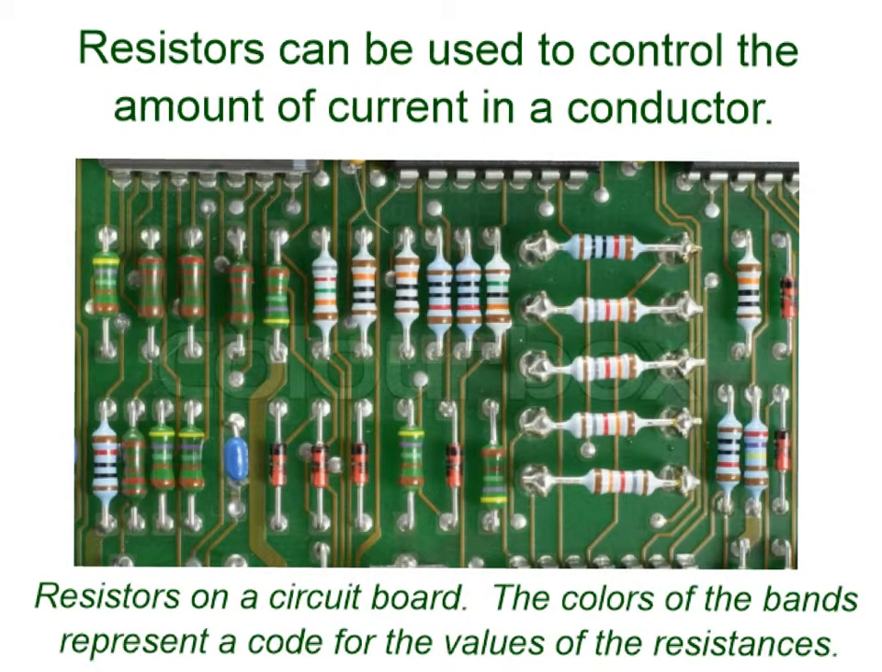So, some practical applications. A resistor is simply a device that is used to control the amount of current in a conductor. And here is a picture showing a whole bunch of resistors on a circuit board. And the different colors in the bands of these resistors represent a code for values of resistances.